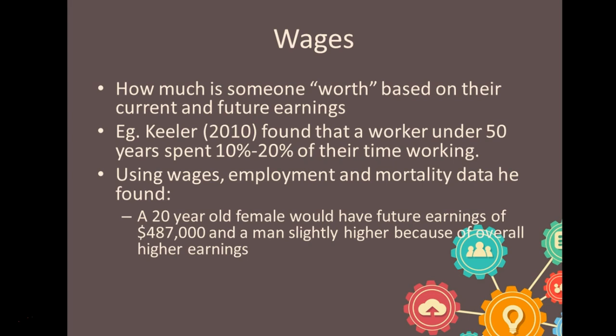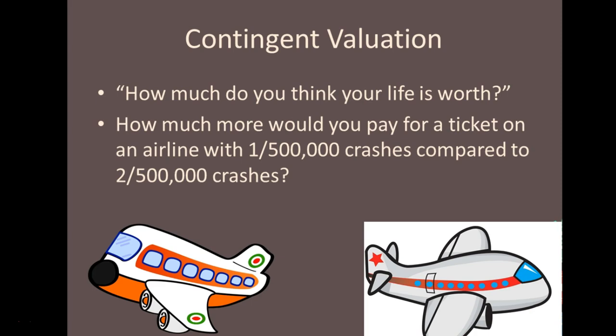Now, Keeler is very famous for this sort of analysis. For example, he states that a 20-year-old female in 2010 would have future earnings of $487,000, and a man slightly higher because of overall higher earnings. So they equate earnings and wages to how much someone is worth. We also look at contingent valuation. So in a survey, for example, you could ask a question, how much do you think your life is worth? But in a different way.